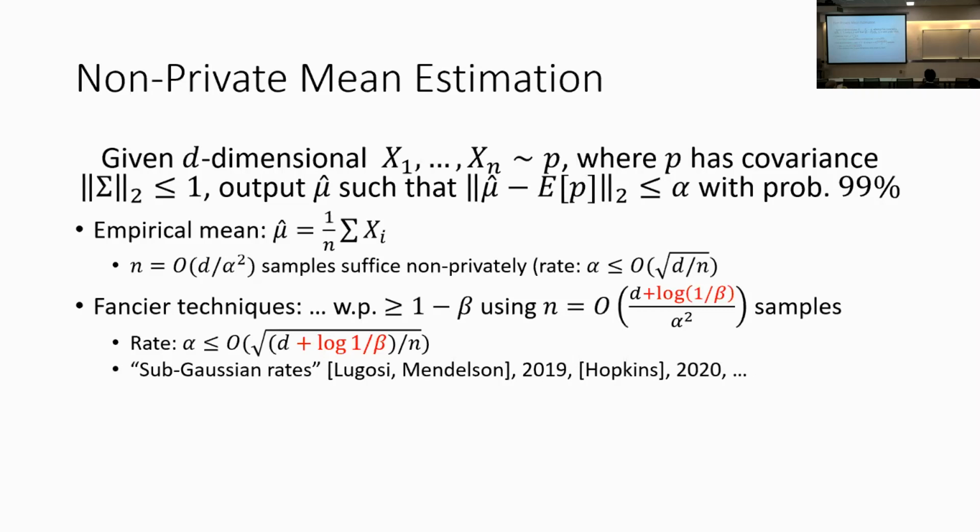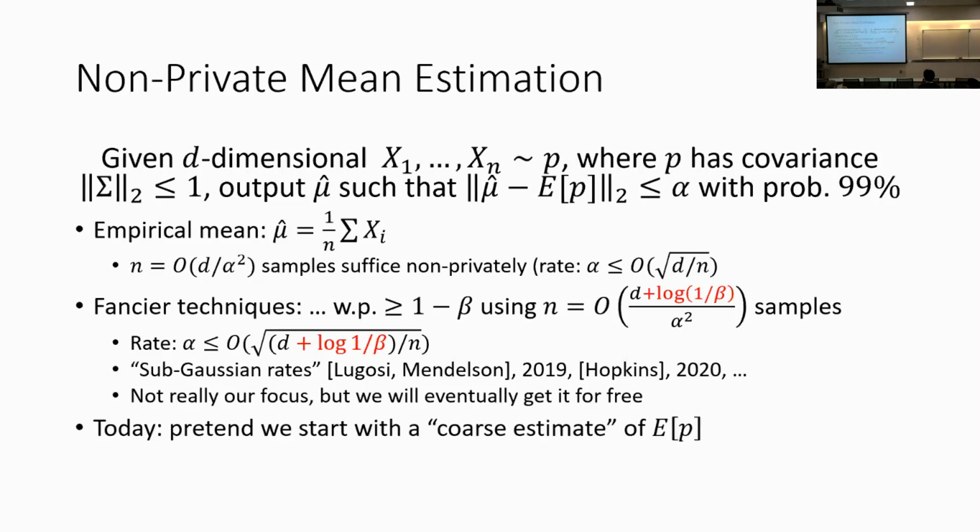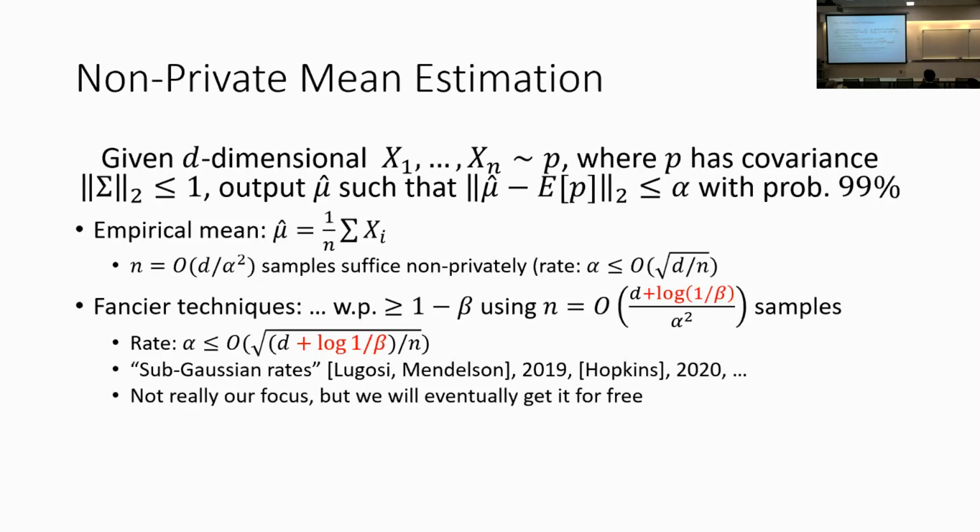Naively, if you just do it without, then you get a multiplicative 1 over beta. But getting this plus log 1 over beta is an interesting thing. But it's not too big a deal for now. We'll eventually see later that we're going to get this for free. But yeah, so this is essentially what we know about non-private mean estimation.